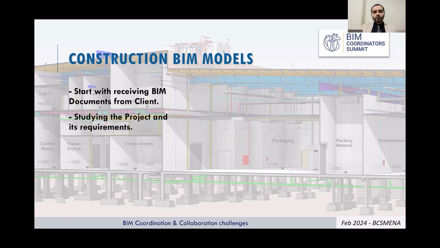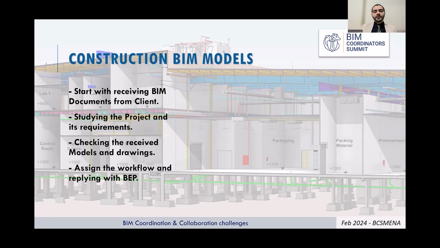Then we study the project and its requirements, and it's a very crucial step because you have to study all the related documents to the project. Then you can check the received models and drawings, which is also very important, to check the model's quality and the model federation strategies, etc. Assigning the workflow to the team and how you will use the BIM in the project, and replying to all the documents you have received with the BIM execution plan, which can be divided into post-contract and pre-contract.